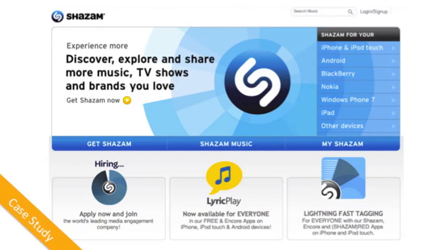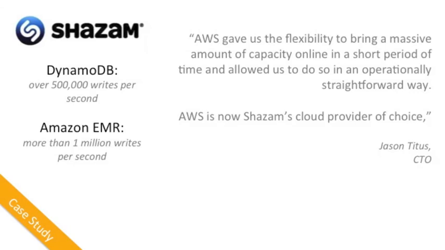So Shazam is a customer example, a popular music recognition and tagging site. During the Super Bowl, they talked about using DynamoDB to handle unprecedented demand. And DynamoDB operated at over 500,000 writes per second. And they also drove an EMR cluster, an Elastic MapReduce, which we'll talk about later in this webinar, to more than 1 million writes per second.